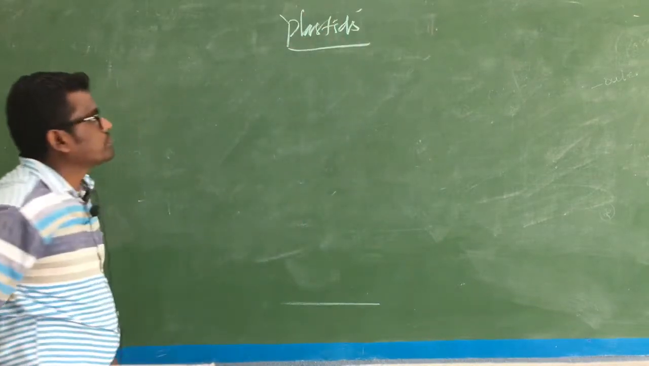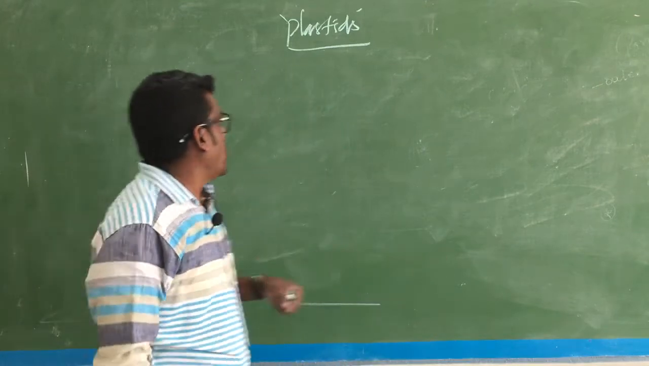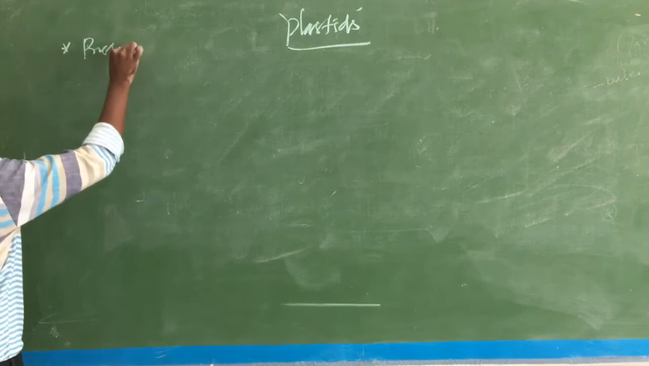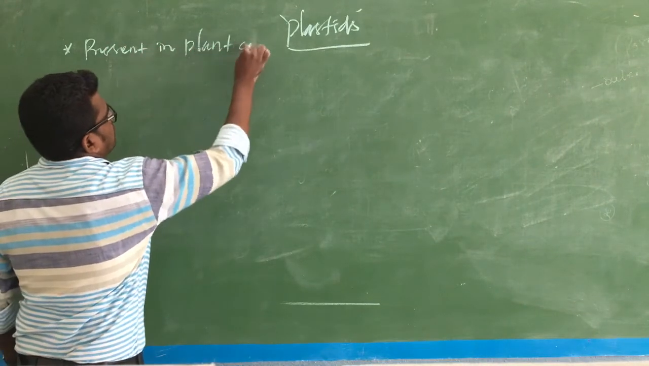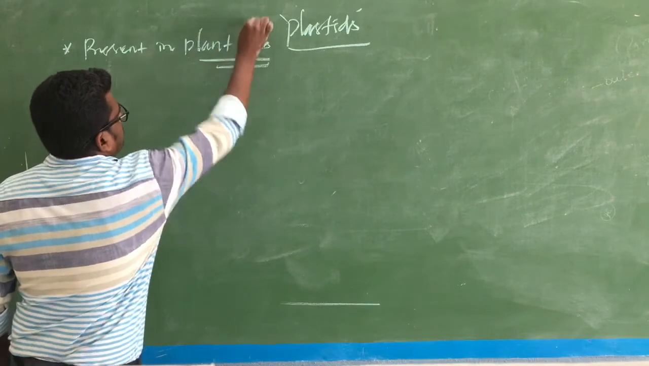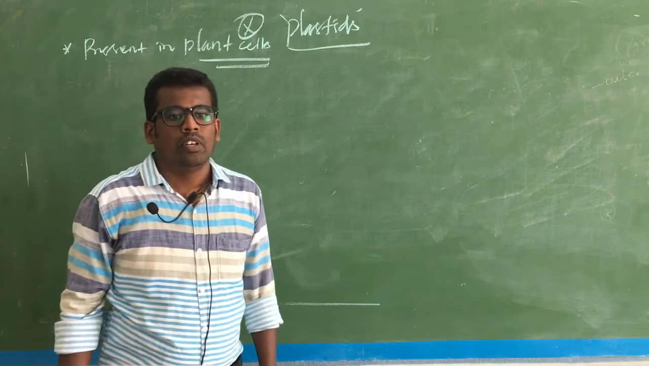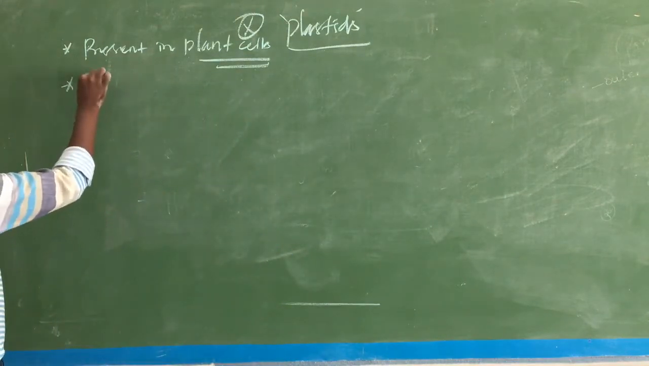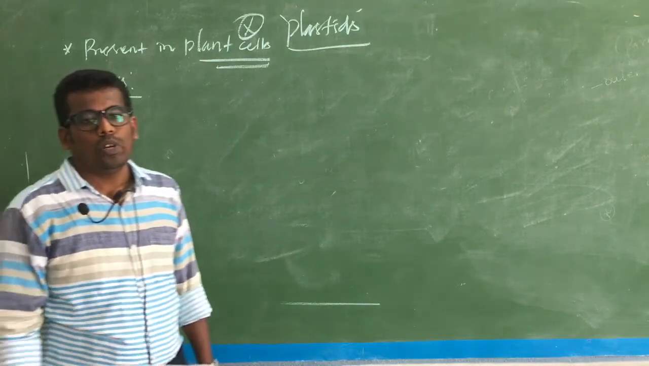Plastids are present only in plant cells, very important, plant cells. There are two types of plastids.